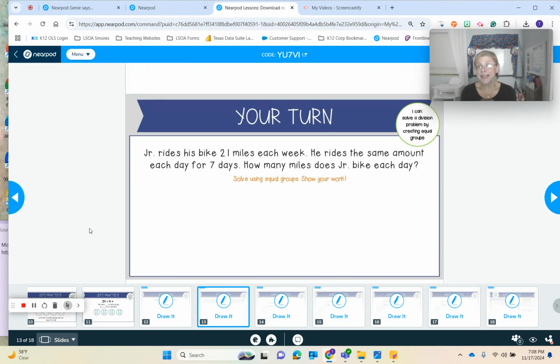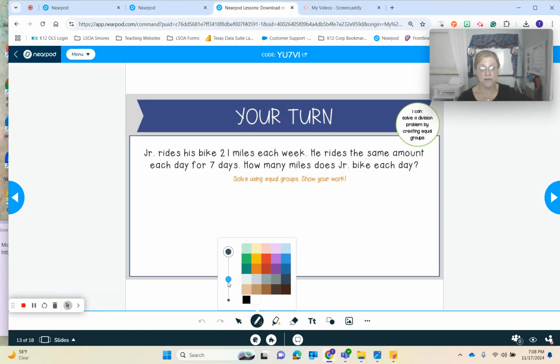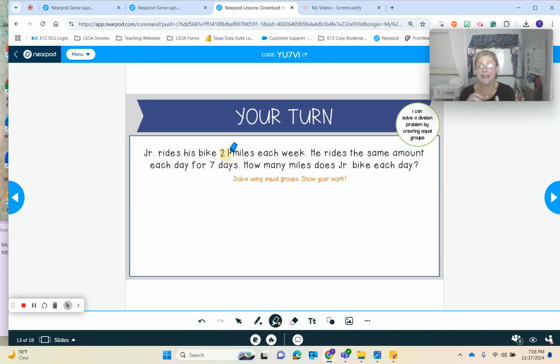So it's basically the same thing we just have been working on, but it's putting it in a word problem. So what is our total amount? What is our dividend? How many miles does our friend Junior ride? That is our dividend. He rides 21 miles. He rides the same amount each day. Each is our clue, equal groups. 7. So how many equal groups are you making? 7.